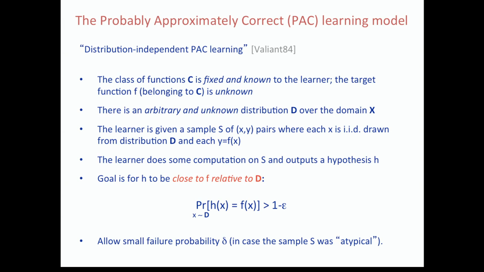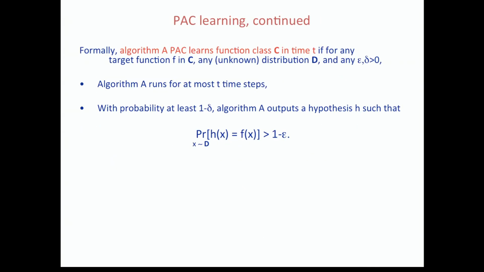Again, our hypothesis should, with probability 1 minus delta, be approximately correct, right? It should have probability 1 minus epsilon of giving us the right label. Okay, so we can give a formal definition here if you want to read through it. We're interested in learning a class of functions C and some time bound t.